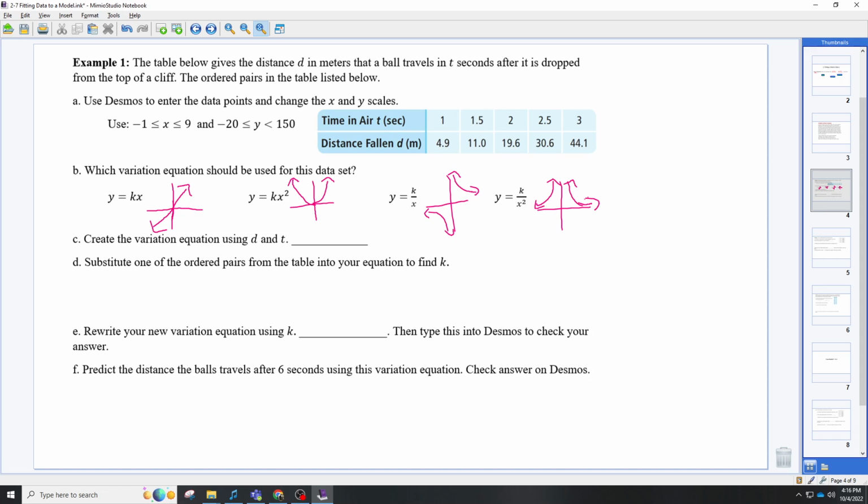So the question is, where do these points lie? Well, we're looking only at the first quadrant, so we're only looking at this quadrant to see what the points look like in that quadrant. So which one does it match up with?